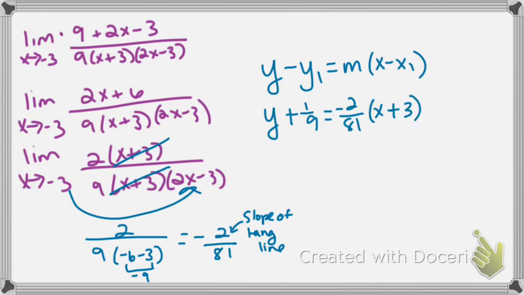And you may stop there. I like to get y by itself, but that's just my opinion. So I'm going to subtract 1/9 to the other side. Negative 2 over 81, x plus 3 minus 1/9. And that's my equation.